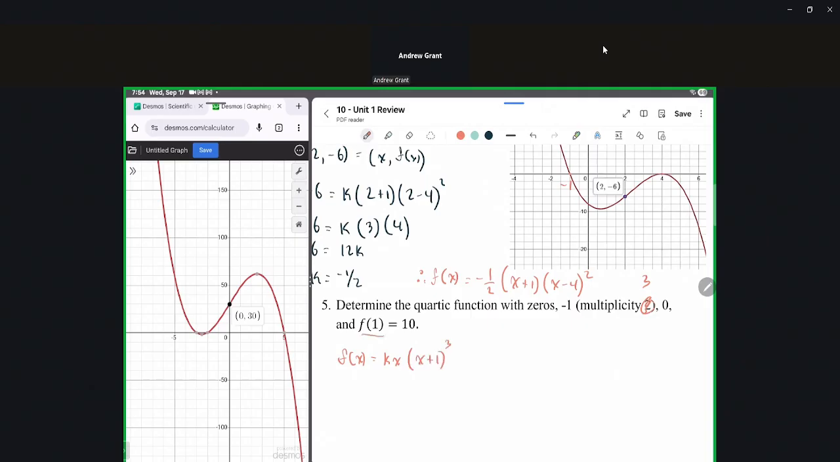And it passes through the point (1, 10). So we're going to have 10 is equal to k times 1 times (1 plus 1) to the power of 3. And so this will be 10 is equal to 1 plus 1 is 2, 2 to the power of 3 is 8. So this will be equal to 8k. And so that means k will be equal to 5 over 4. And so as our final answer here, we can see that f of x will be equal to 5 over 4 x multiplied by (x plus 1) cubed.